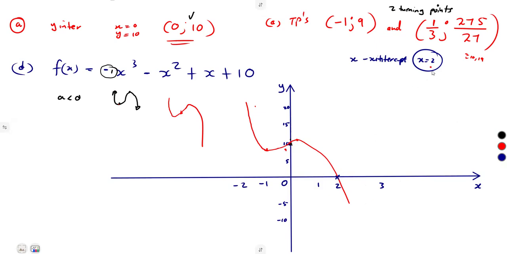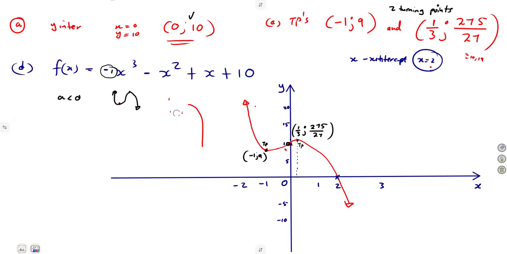The 2 is the x-intercept, remember? So we have a turning point. This one is a turning point at -1 versus 9. When x is -1, y is 9. Then a turning point just after the y-intercept at 10, where x is a third, closer to 0, and y is 10.19, which is 275 over 27. It's a turning point, this one again. So this is going to be your sketch.